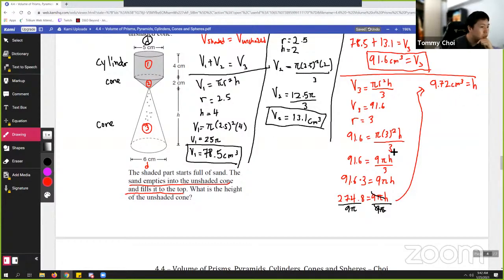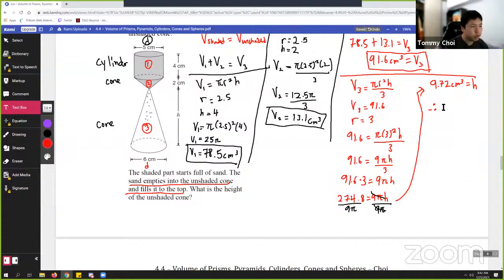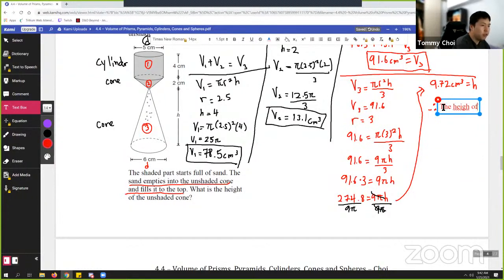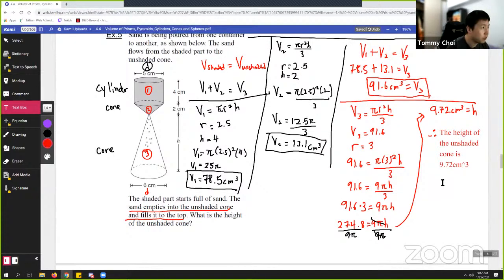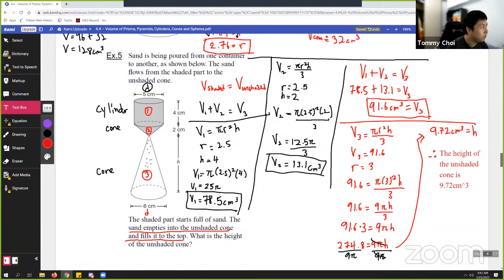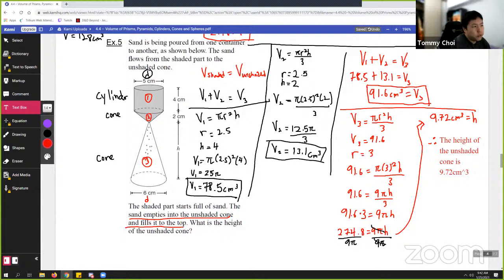So once we have that, 9.72 centimeters cubed is equal to h, we can then say our therefore statement. Therefore, the height of the unshaded cone is 9.72 centimeters cubed. And there's our final answer. Are there any questions about this? It's a fairly long question for something that seems so simple, right?